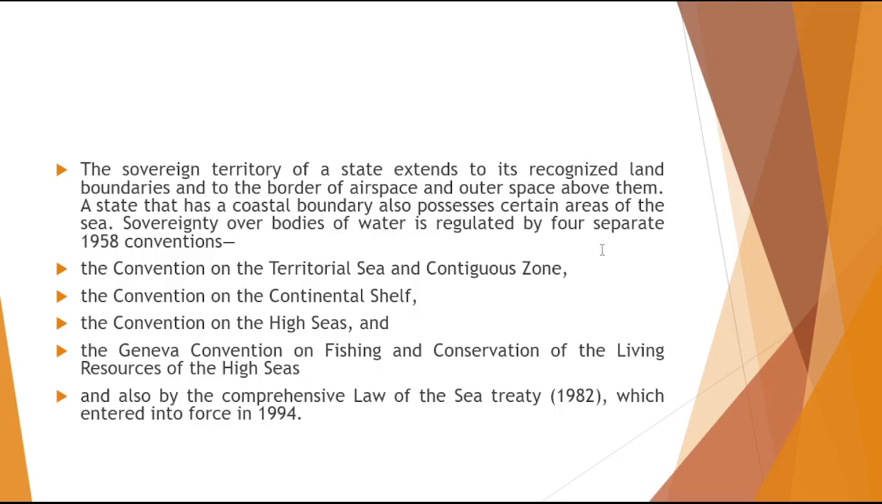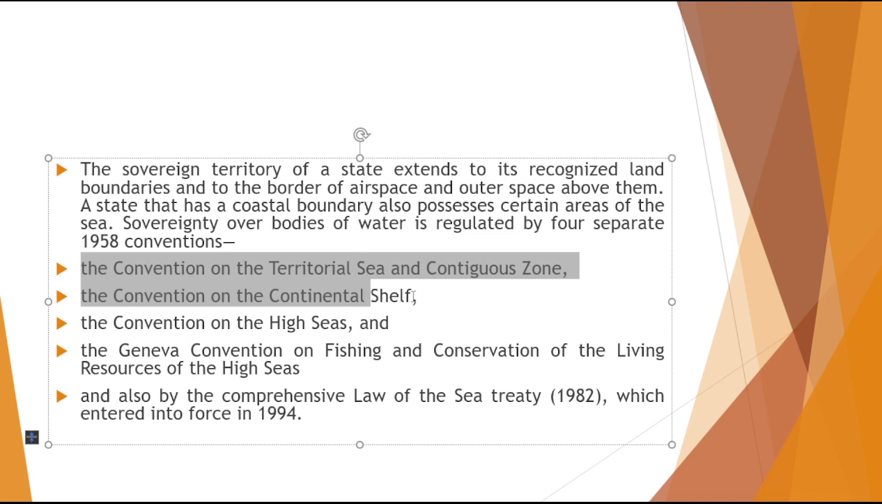These are regulated by 4 separate 1958 conventions: the Convention on the Territorial Sea and Contiguous Zone, which we are studying here, the Convention on the Continental Shelf, the Convention on the High Seas, and the Convention on Fishing and Conservation of the Living Resources of the High Seas, right? So this was the earlier, 1958 convention. Later on, there was a 1982 convention and also UNCLOS 2, in which nothing substantive came out. But for now, we will be focusing on the territorial sea and contiguous zone, mainly the territorial sea.